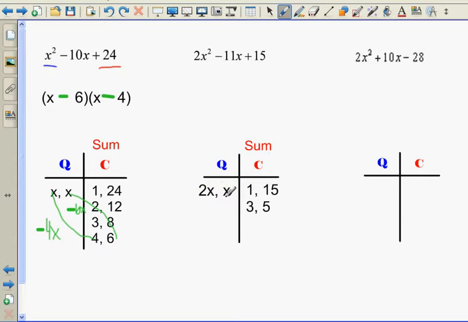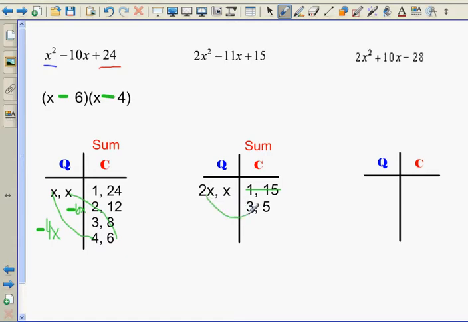But what if we switch that? What if we went the 2 times the 15? That'd be a 30x, and the x times the 1 would be a 1x, but 30x and 1x have a sum of 31x, not 11. So we do not need to link up the 1 and 15 at all. We know that that's no good.